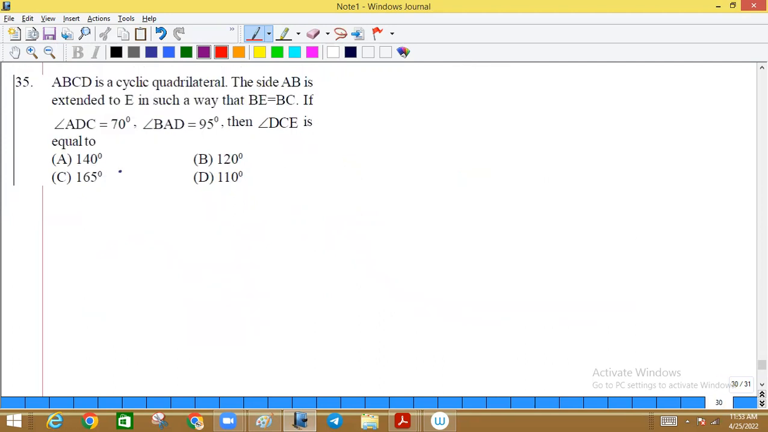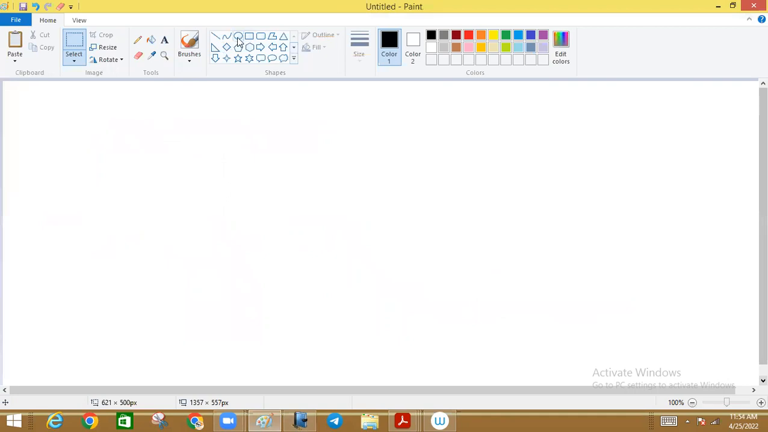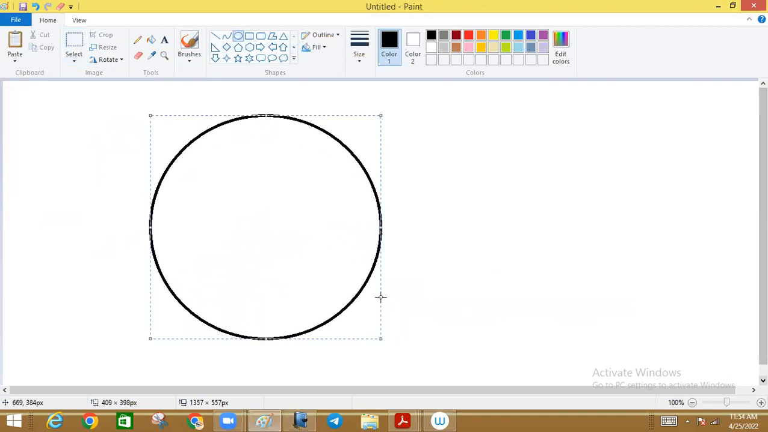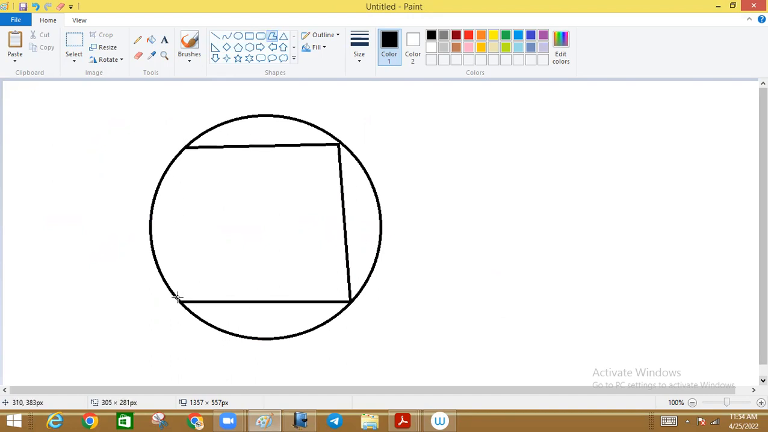ABCD is a cyclic quadrilateral. Side AB is extended to E in such a way that BE is equal to BC. What is extended? AB is extended. Take any cyclic quadrilateral. Base is AB, you take it. AB is extended in such a manner that this is equal to this.